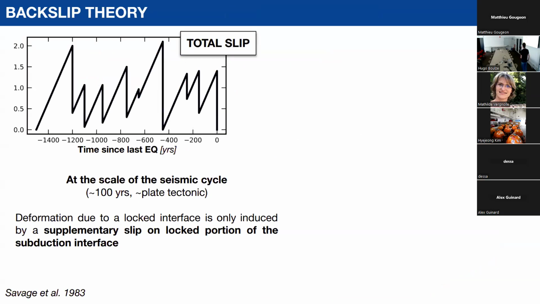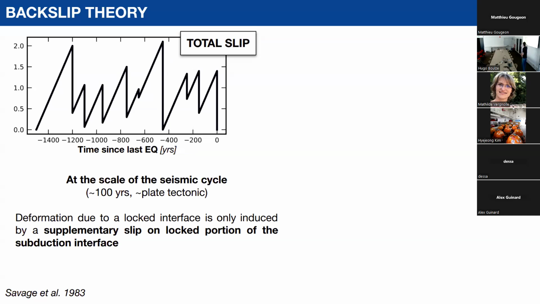To do that, we are using the backslip theory, which is very widely used. The backslip theory says that the deformation due to a locked interface is only induced by a supplementary slip on a locked portion of the subduction interface at the scale of the seismic cycle. So I'm explaining what it means. You have here, through time, the slip that occurs on the megathrust. You have big earthquakes, you have smaller earthquakes, so magnitude 9, magnitude 7, 7.7.